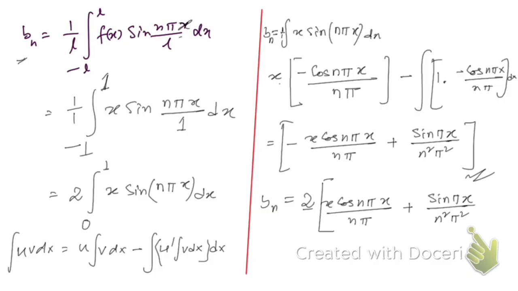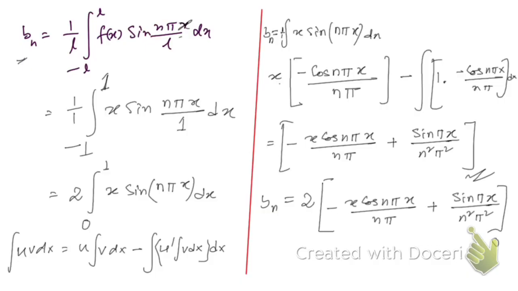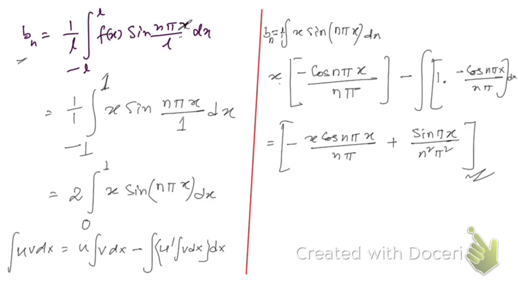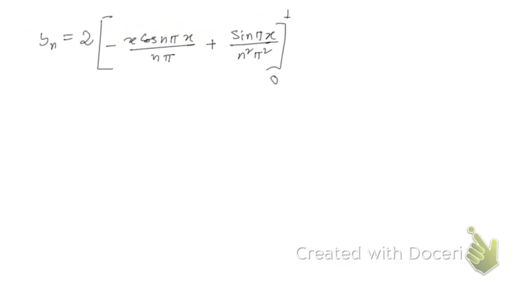Okay, so we are integrating it from 0 to 1, right? Now let me copy this step and go to a new slide. Here is the last step we have got. So now you see, let's put the upper and lower limit.